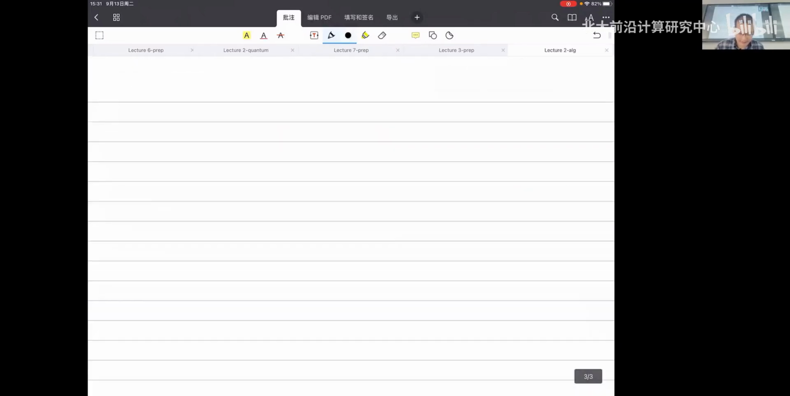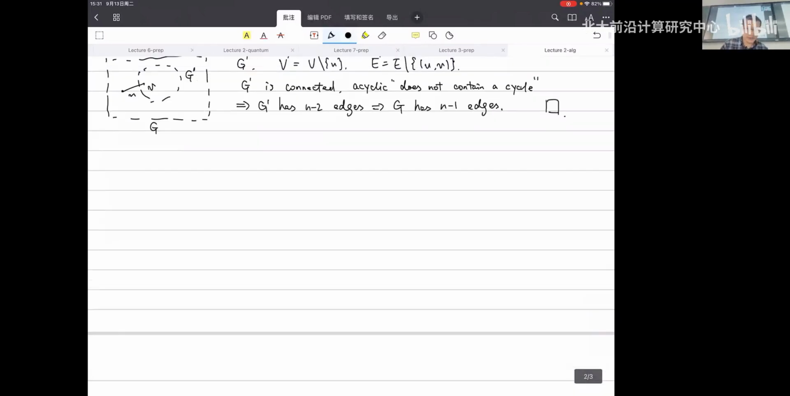We now consider a problem called the ST connectivity problem. So we are given two nodes, and the question is: is there a path between S and T?